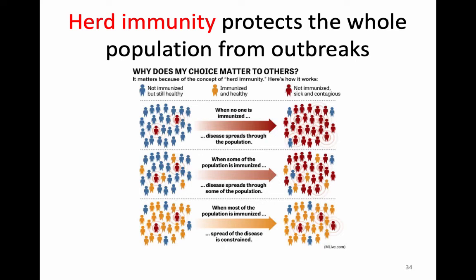In the last scenario, we have a population where we've established herd immunity. Most individuals in the population are immunized and protected against the disease. So when a few individuals that are not immunized get sick with a contagious infection, the infection cannot spread through the population because of protection by vaccination.